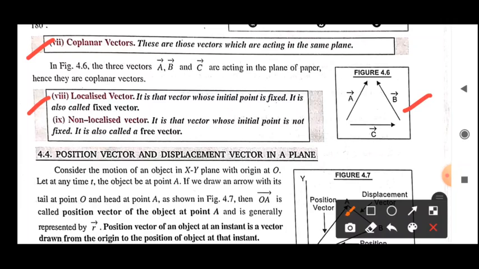Now next one is localized vector. It is a vector whose initial point is fixed, so it is called a fixed vector. If the initial point is fixed and cannot be changed, then that type of vector is known as localized. And if the initial point is not fixed, then that type of vector is called non-localized or free vector.